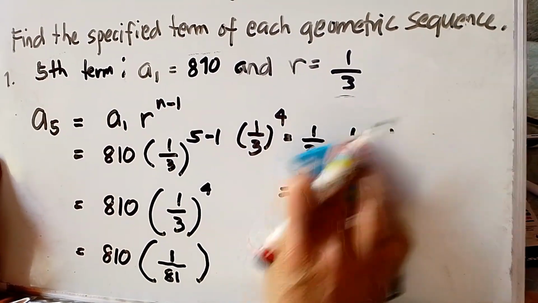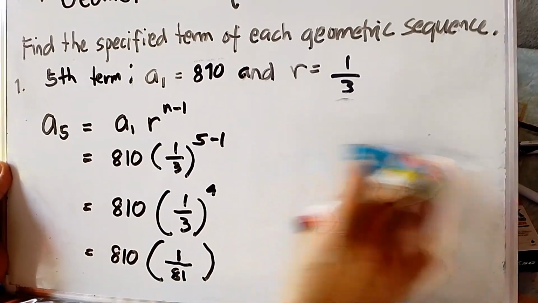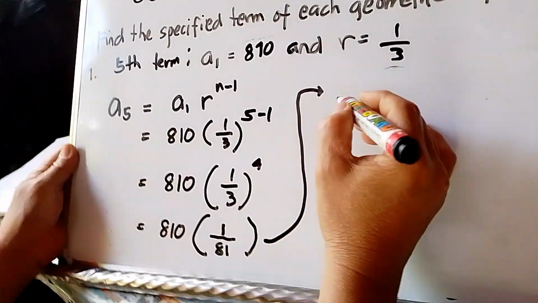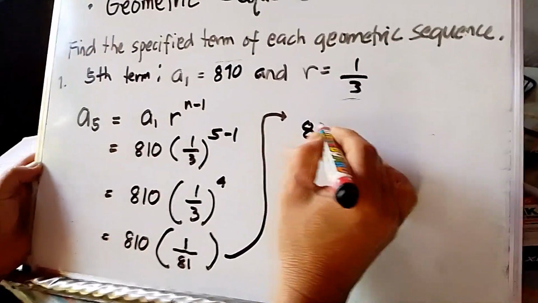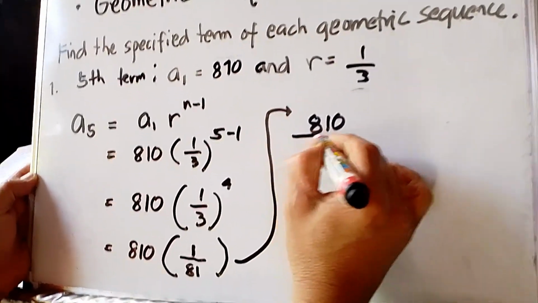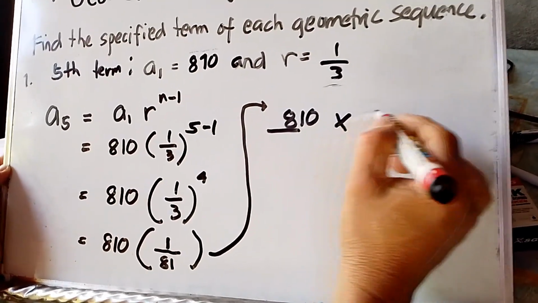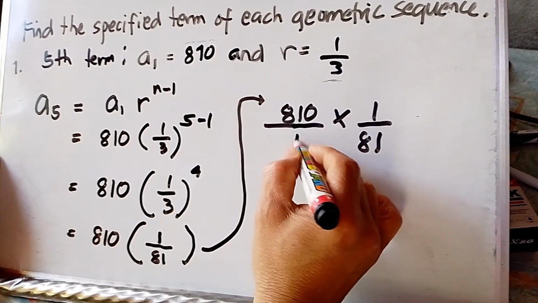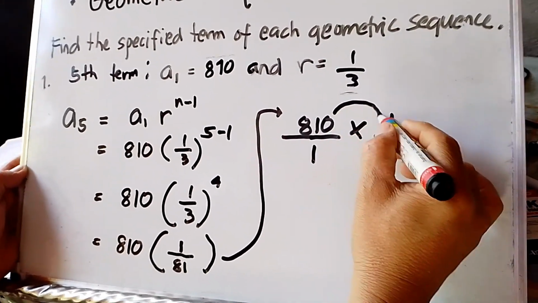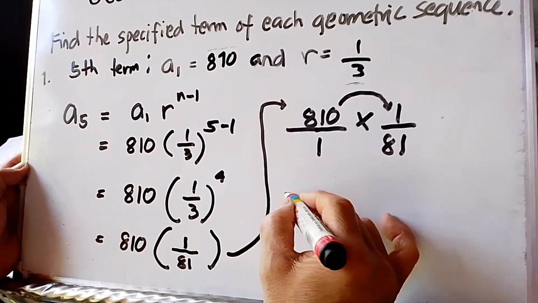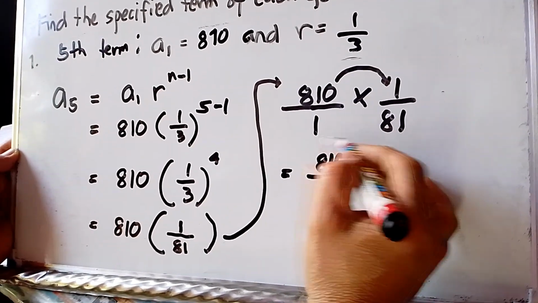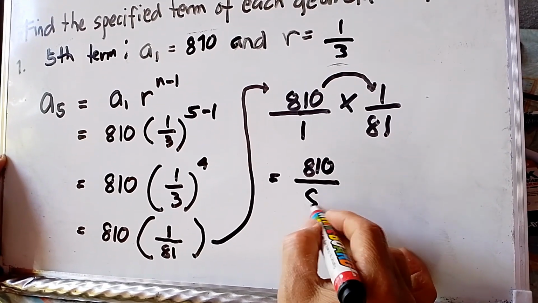So I need to multiply 810 by 1/81. So 810 times 1/81. So this is over 1. Then I need to multiply the numerators, which is equal to 810. And then denominators, 1 times 81 is 81.